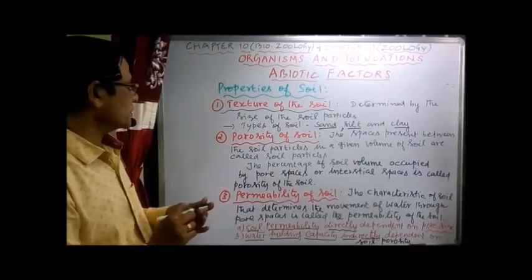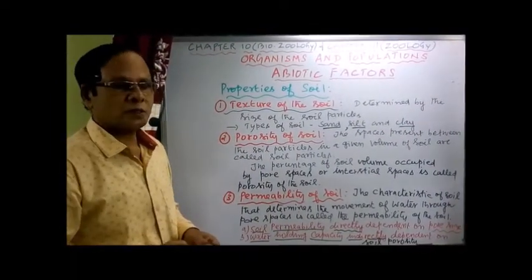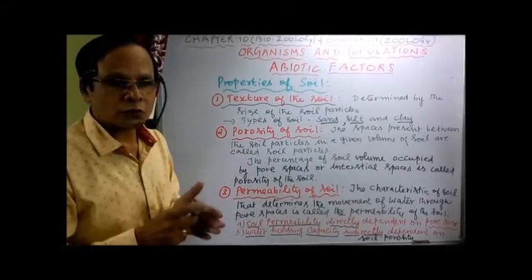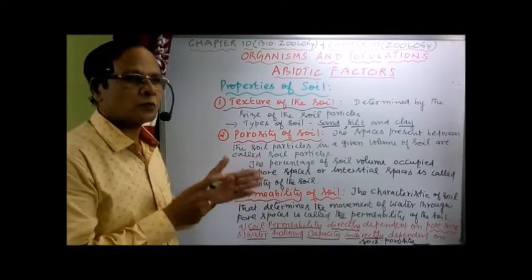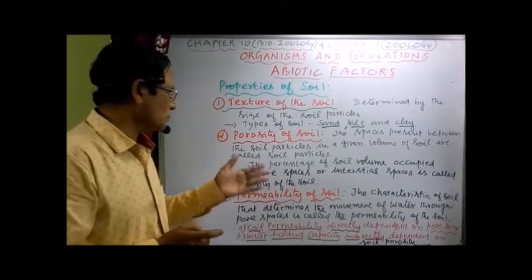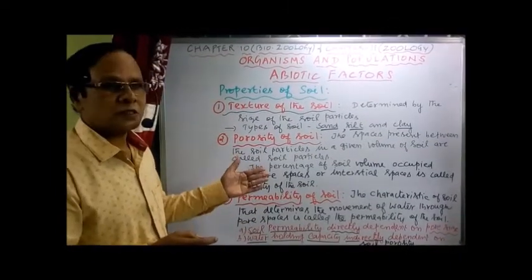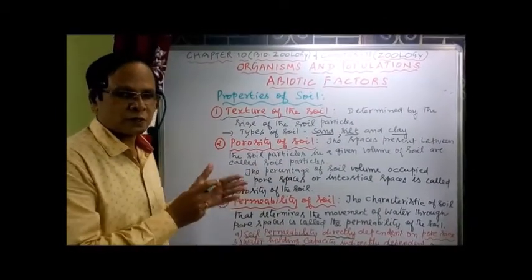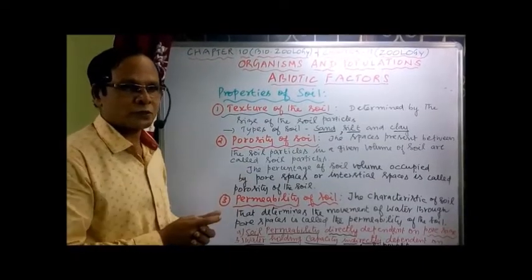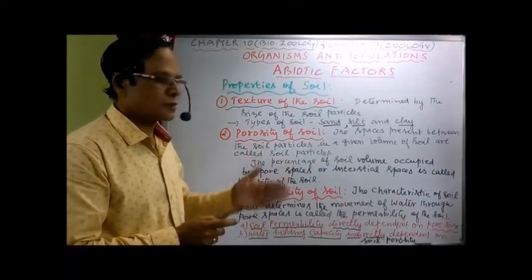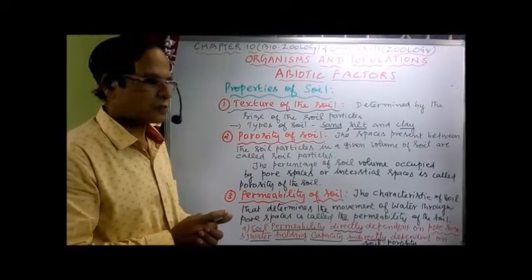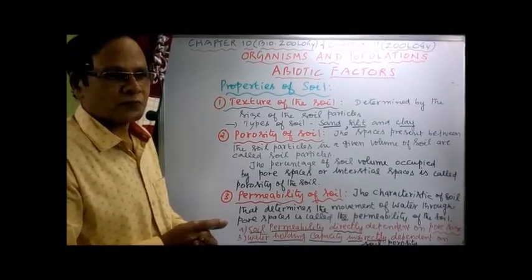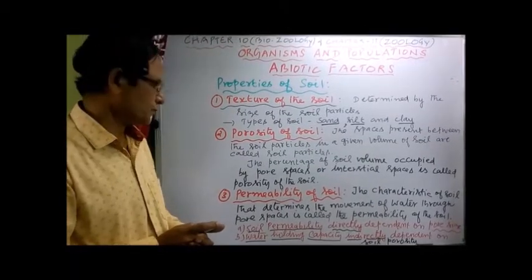Now the next property, the porosity of the soil. The spaces present between the soil particles in a given volume of soil are normally called pore spaces. What is the porosity? The percentage of soil volume occupied by the pore spaces or interstitial spaces, that is, in between the soil particles, is called the porosity of the soil. The more the porosity, the less the water holding capacity.